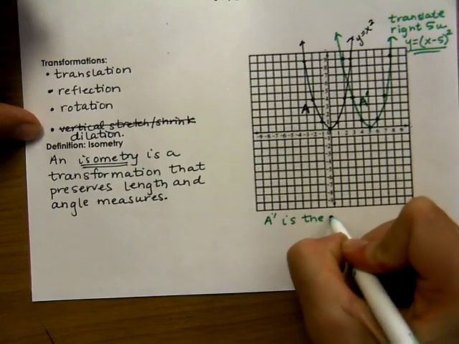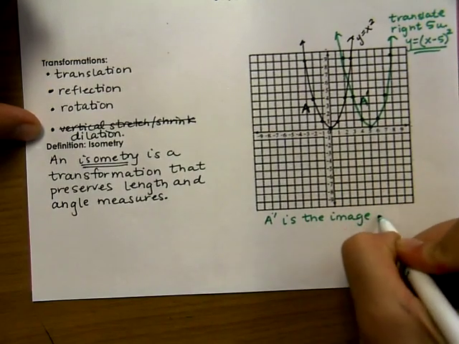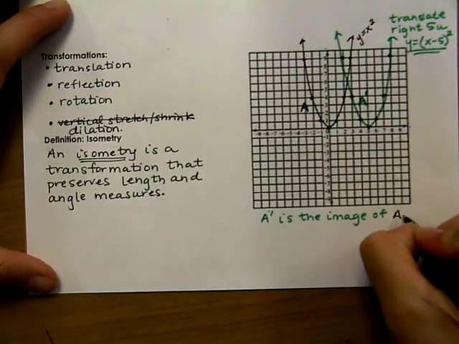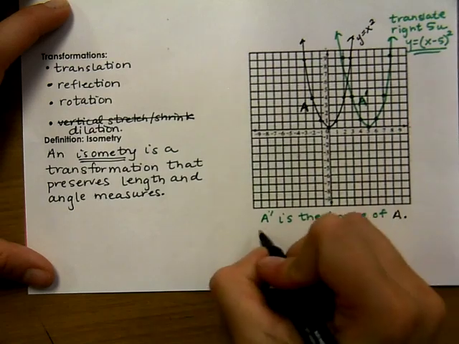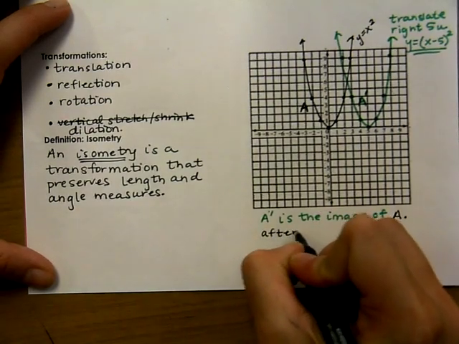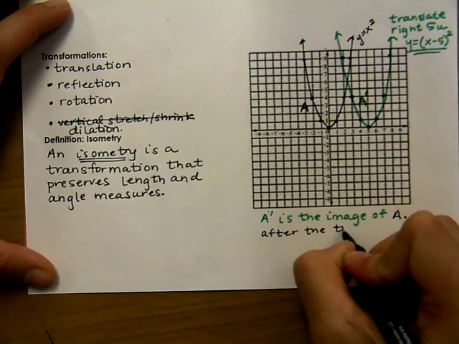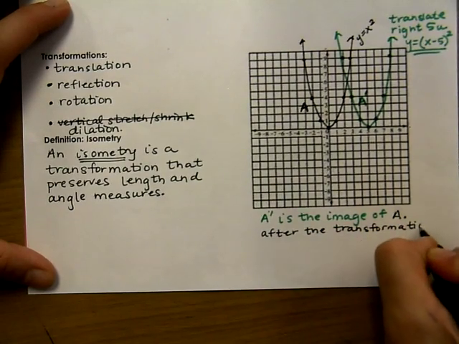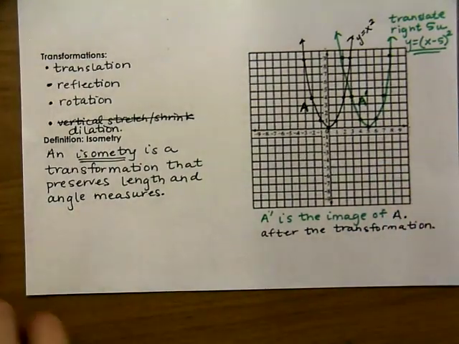So A prime is the image of A after the transformation. So if you transform point A, you're going to have the corresponding point A prime.